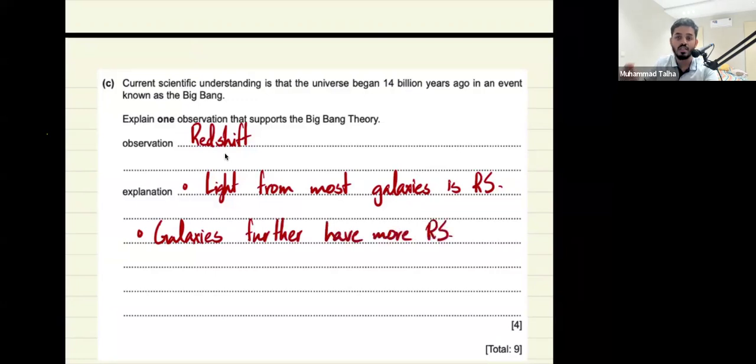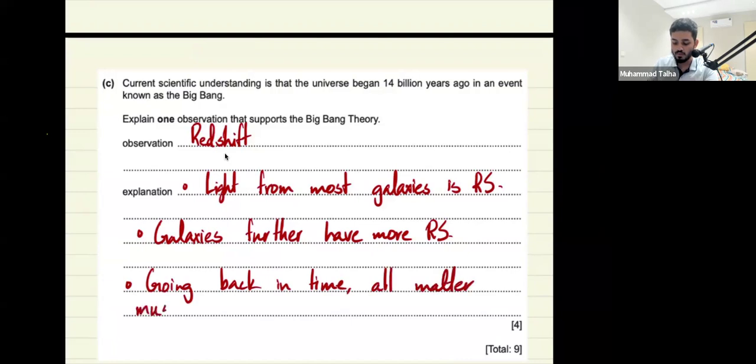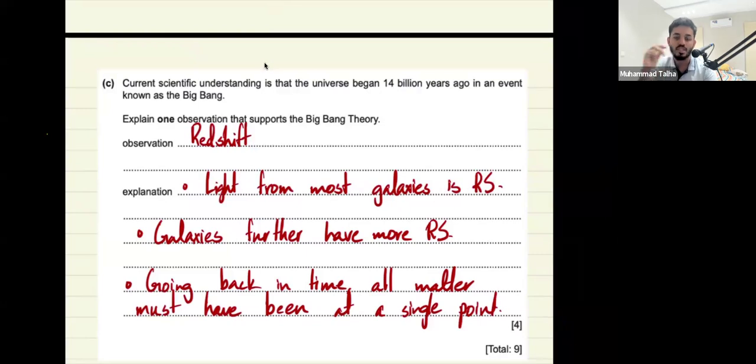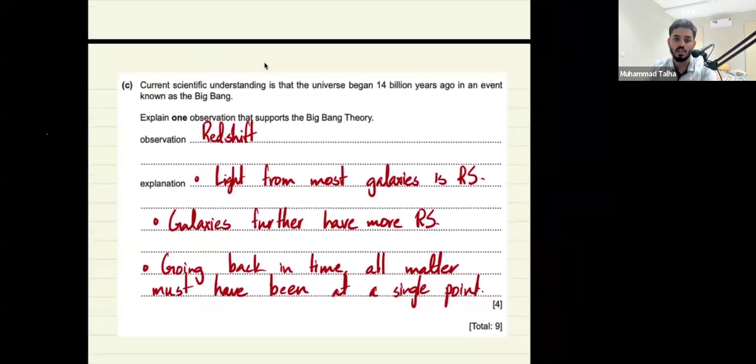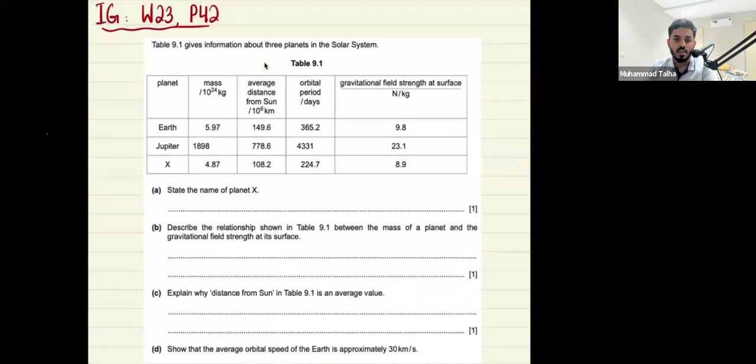So what this means is that the galaxies which are further away are also moving further away. So going back in time, all matter must have been at a single point. Right, so that's what the reasoning is in short here. All right, so that's this.